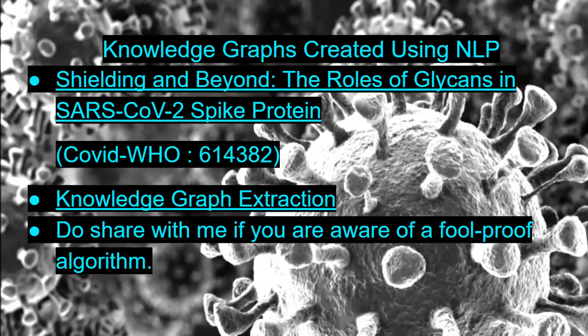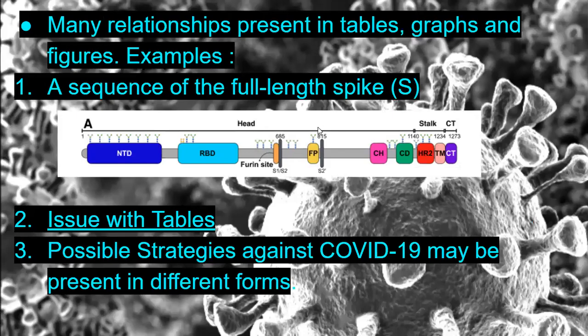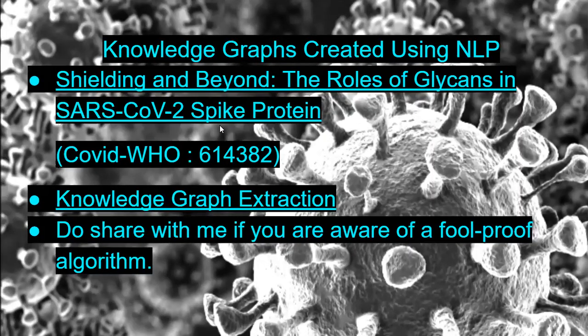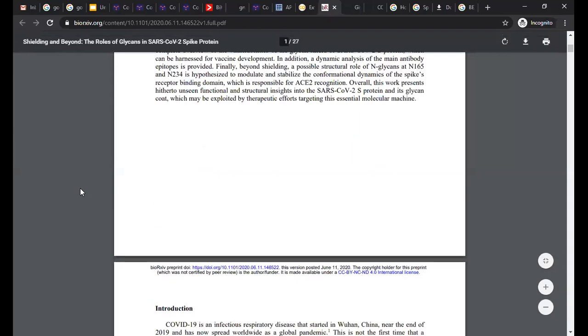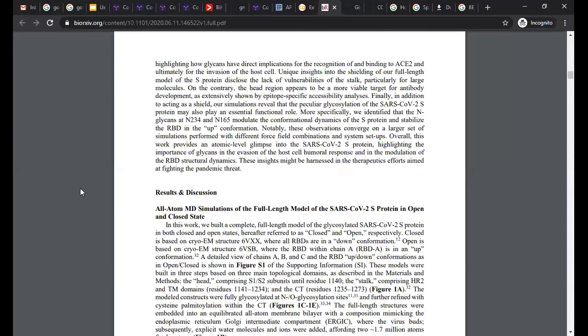What I present here is an example of a research paper from which I started creating a knowledge graph by using the current Python NLP modules that we have. So the paper which I considered was Shielding and Beyond, the Roles of Glycans in the SARS-CoV-2 spike protein. And if I go to this paper, as you'll see, I have this paper loaded with me. This is a pretty extensive paper, and I would say it's biologically dense.